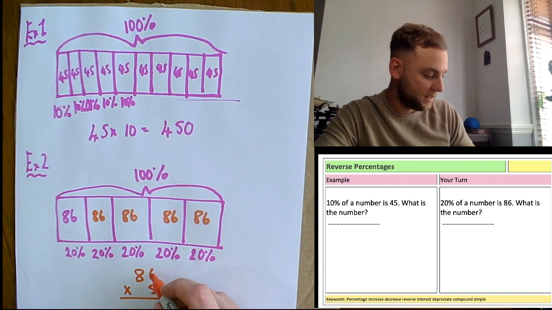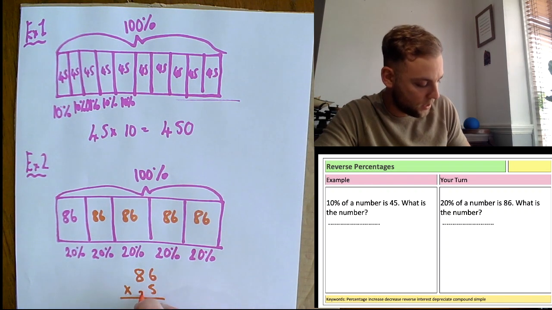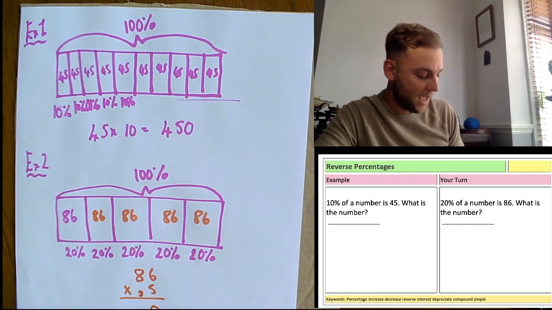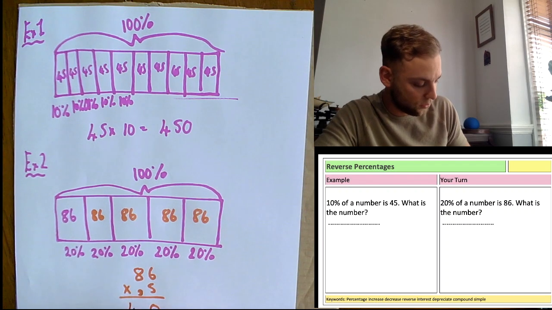In which case, 6 times 5 is 30, so that's 0 and carry the 3. 5 times 8 is equal to 40, and the 3 is equal to 43, so it's 430.